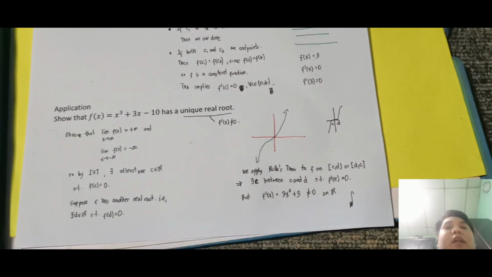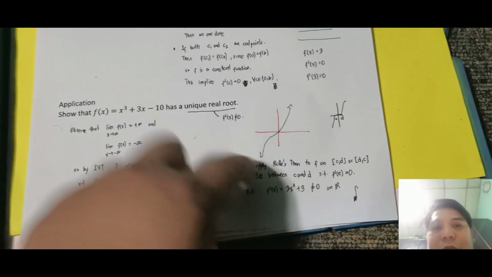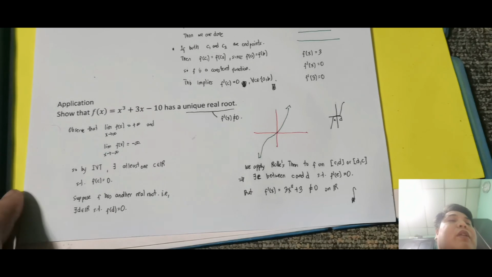So, sir, pwede ba ganito na lang? Kunin ko yung derivative, tapos ganito. Hindi pwede. Bakit? Kailangan ipakita mo pa rin na merong interval. Kailangan pakita mo na nag-a-apply si Rolle's theorem natin.